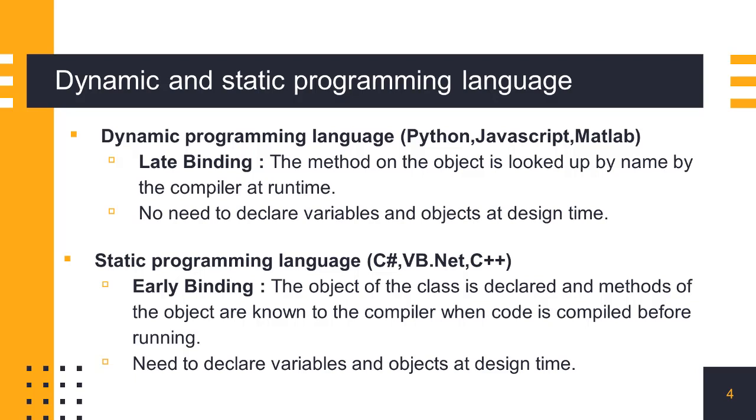Whereas in dynamic programming languages, there is no need to declare objects or variables upfront. The interpreter executes the code line by line and decides the data type of each variable or method of the object at runtime. This gives dynamic languages the flexibility to be used as scripting languages.